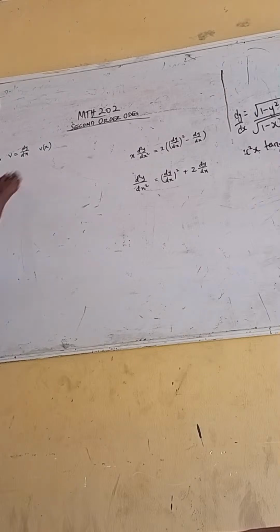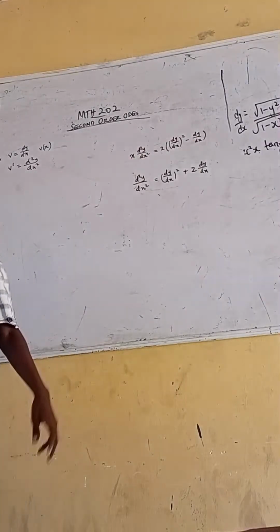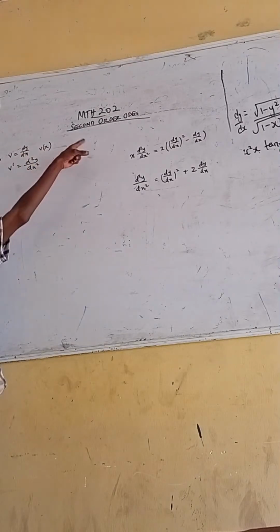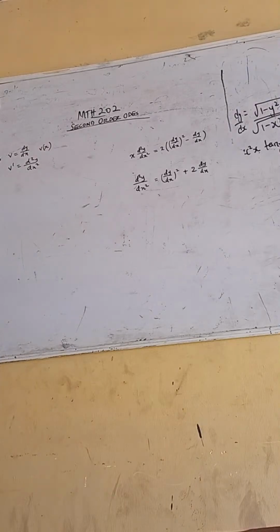So it means V equals dy/dx, V prime equals what? d²y/dx². Just differentiate both of them. Y is missing in this equation, so the substitution we use is V equals dy/dx. For both of them, V equals dy/dx. But the difference is that anytime Y is missing, your V is a function of X. Anytime X is missing, your V is a function of Y.